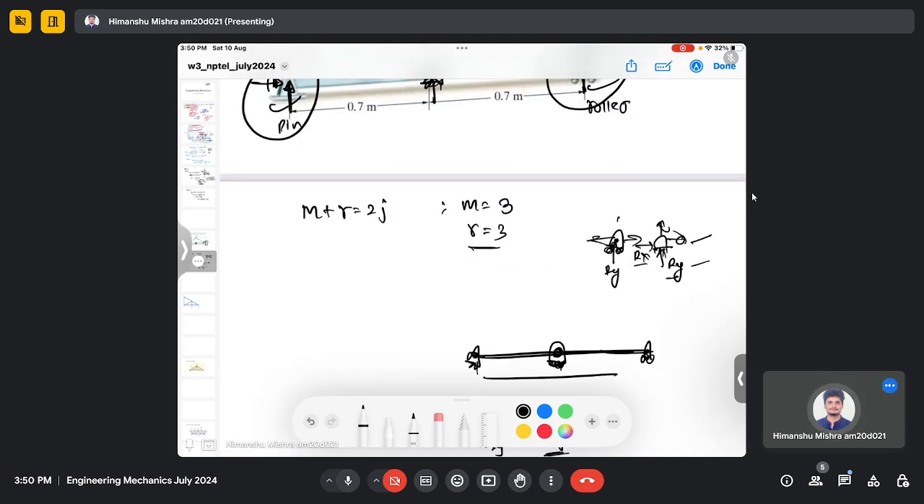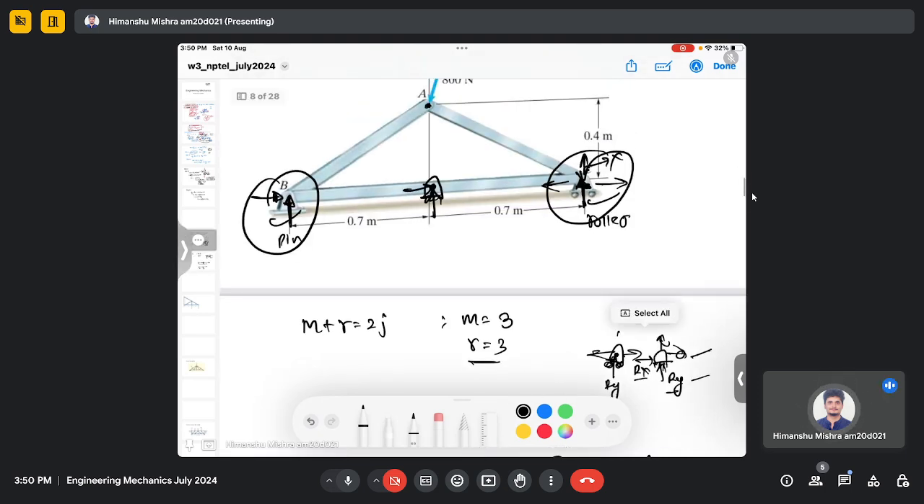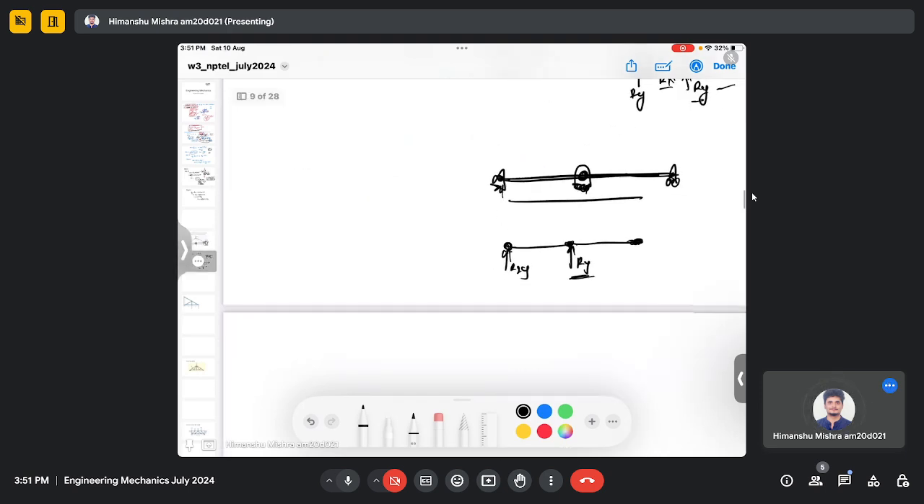So when you add an extra pin joint, the system will become redundant, which means you will have more unknowns. For example, here you have unknowns r1y, r2y, and r2x, and here you have r3y. So now you have four unknown quantities. For four unknowns you need four equations, but you can only use three equations, so at most you can find three unknown quantities.